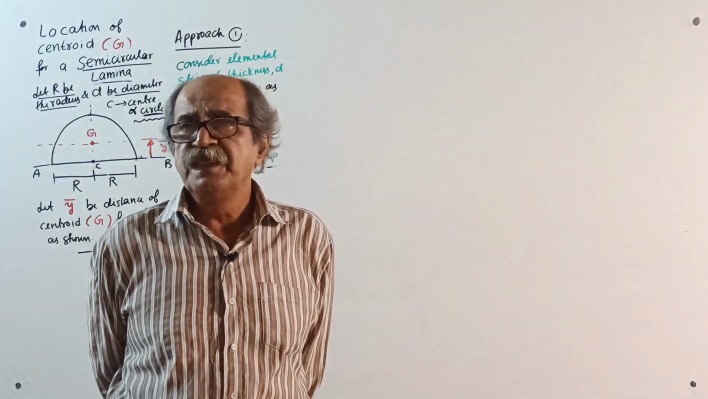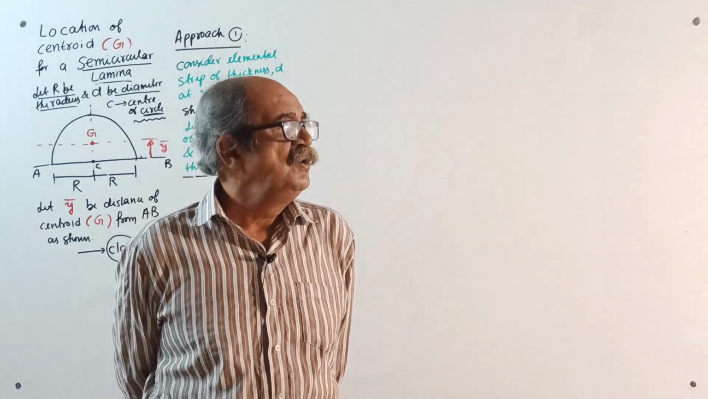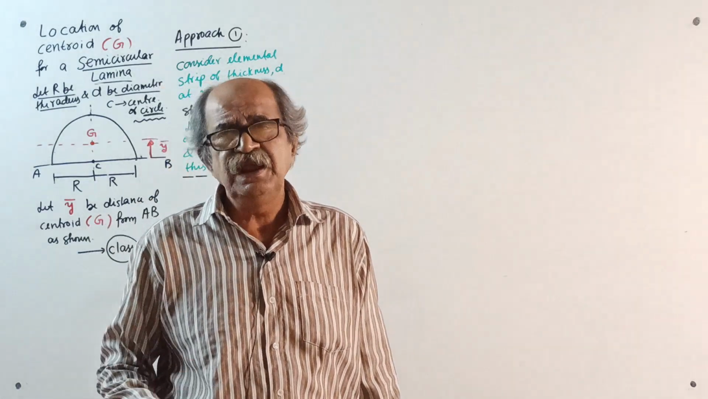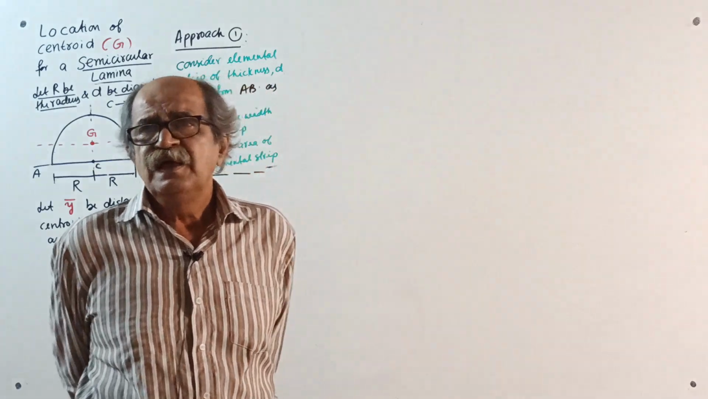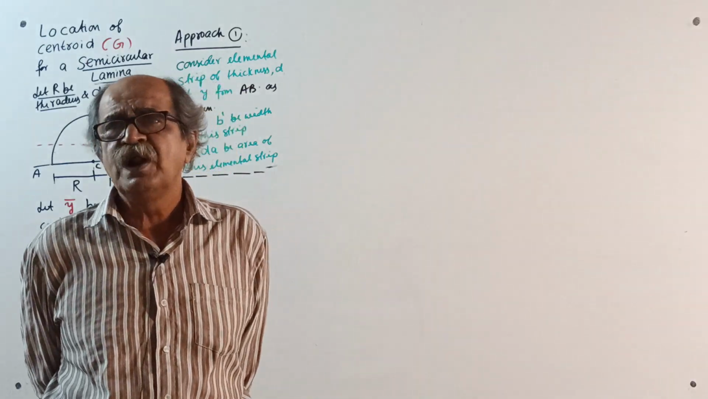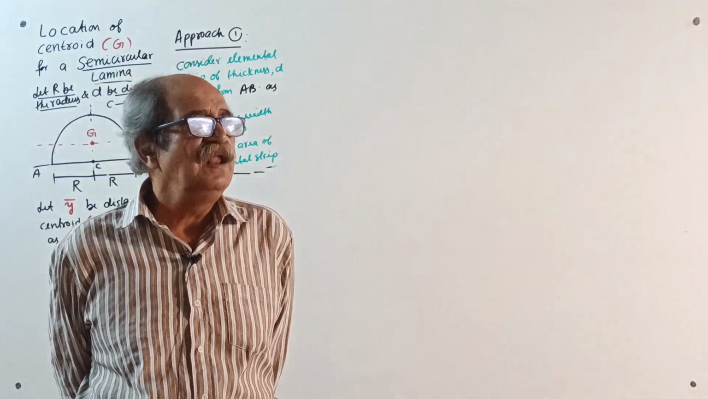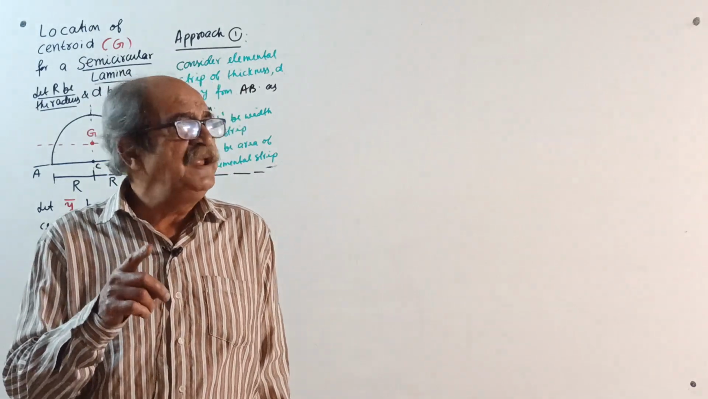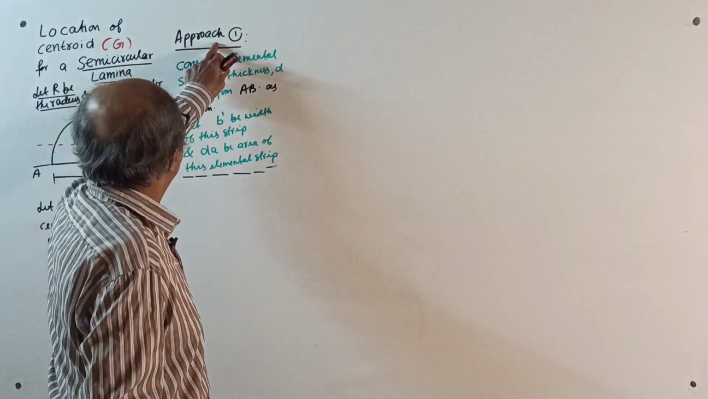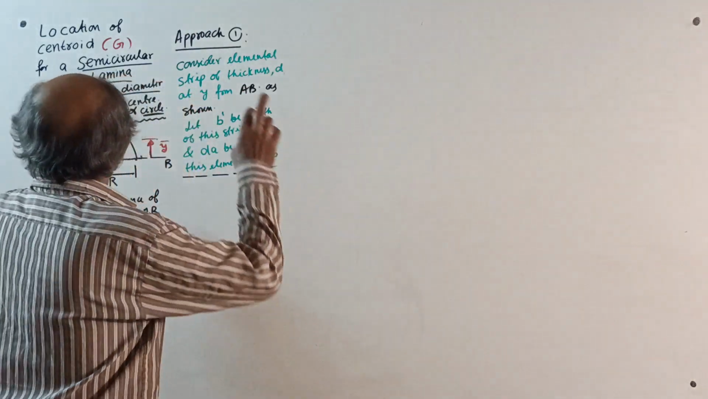As I told in the last class, today I am going to derive the expression for locating the centroid G for a lamina in the form of a semicircle and also for a lamina in the form of a quadrant of a circle. Very important, two approaches are there. I am going for approach 1 today. But whether approach 1 or approach 2, the basic is the same.